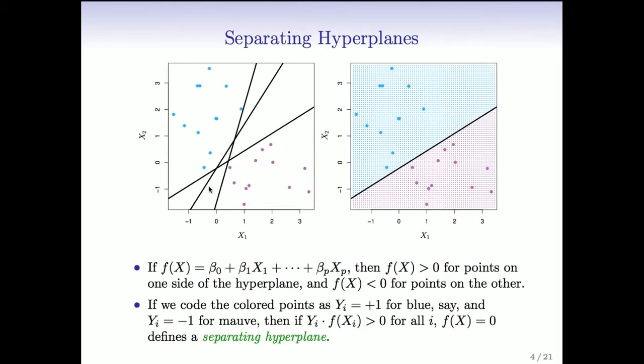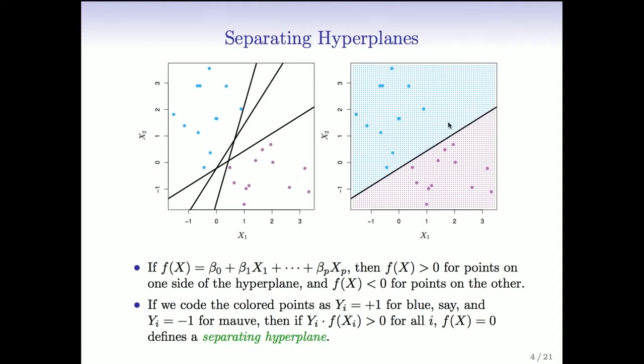We've got 3 lines in this picture over here. And you'll notice that each of these 3 lines separates the blues from the mauves. This one does, because there are all blue points on one side, all purple points on this side. So does this one, and so does the other one. So all 3 of them separate the 2 classes. So in terms of making a classifier, in principle, all 3 of those would do.